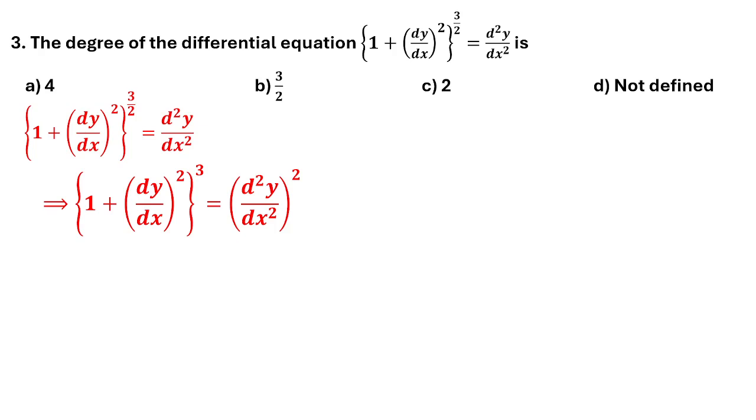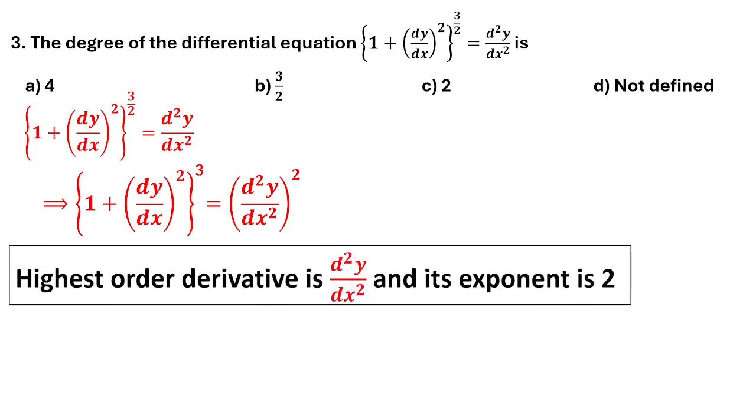Both the sides we have to square, because power 3 by 2 is not allowed. It will become 1 plus dy by dx whole square, the whole cube, equals d square y by dx square. Now you visualize it. Highest order derivative is second order and its exponent is 2.